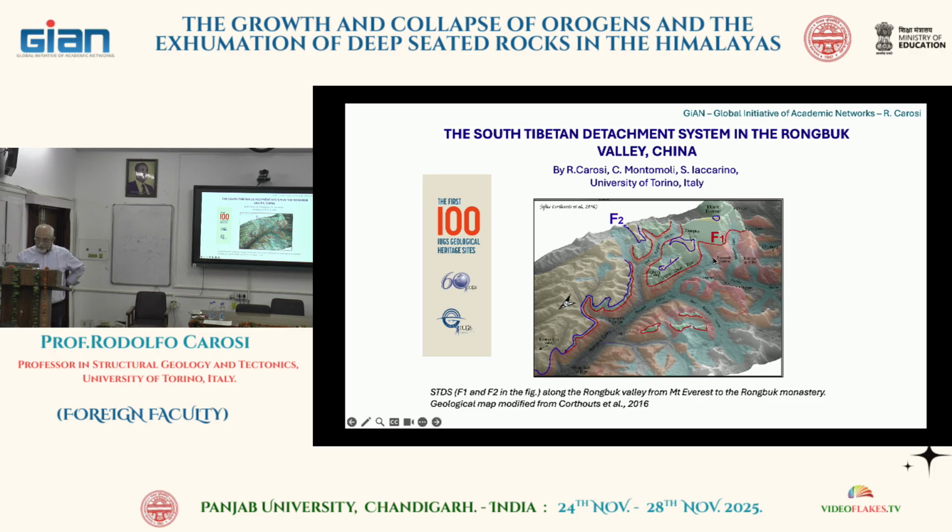This is the trace of the two strands of the South Tibetan detachment. This is Mount Everest. This picture is from Cottle and others, 2016. On the F1 fault, the lower fault is a ductile one, and the blue F2 is the brittle fault that cross-cuts the higher part of Mount Everest.